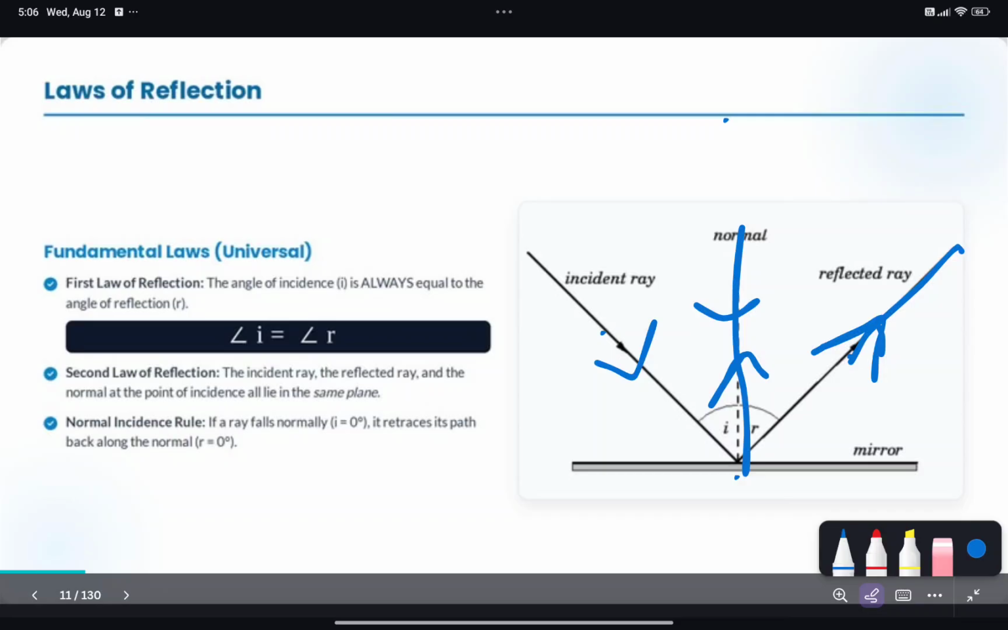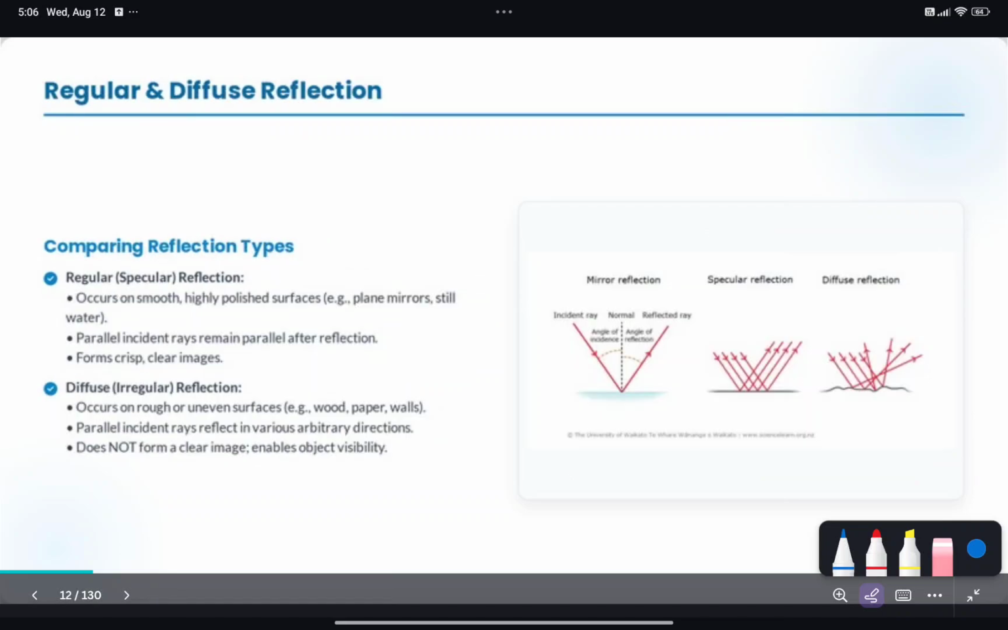These are the laws of reflection. There are two laws. One of them is angle i equals angle r: the angle of incidence is equal to the angle of reflection. The second one is that the incident ray, the reflected ray and the normal all lie in the same plane. These are the important laws of reflection.